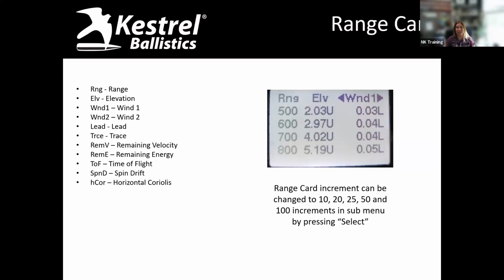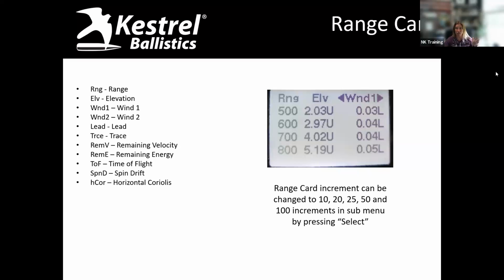The next one over is lead. So when you scroll over, you're going to see your lead. Now, lead is telling you what to hold in front of a mover so that you can hit a mover. It doesn't tell you what the speed of the mover is. It doesn't tell you anything else in the range card. So we have to go into our target screen to do that.